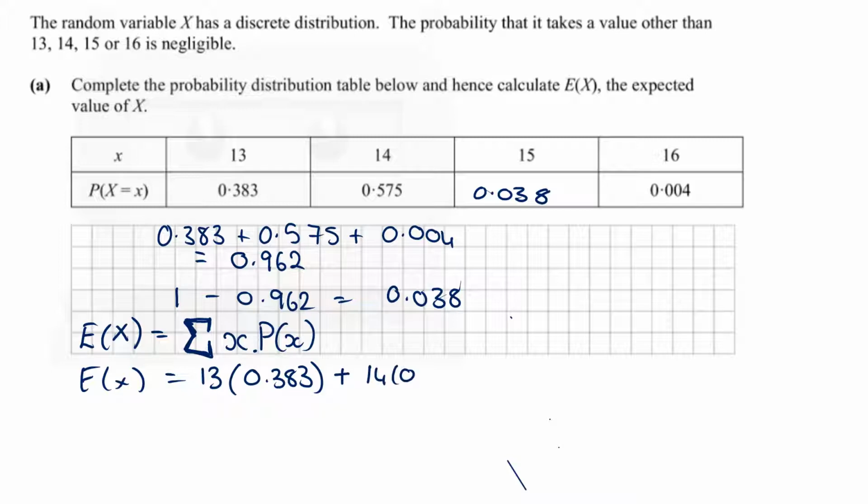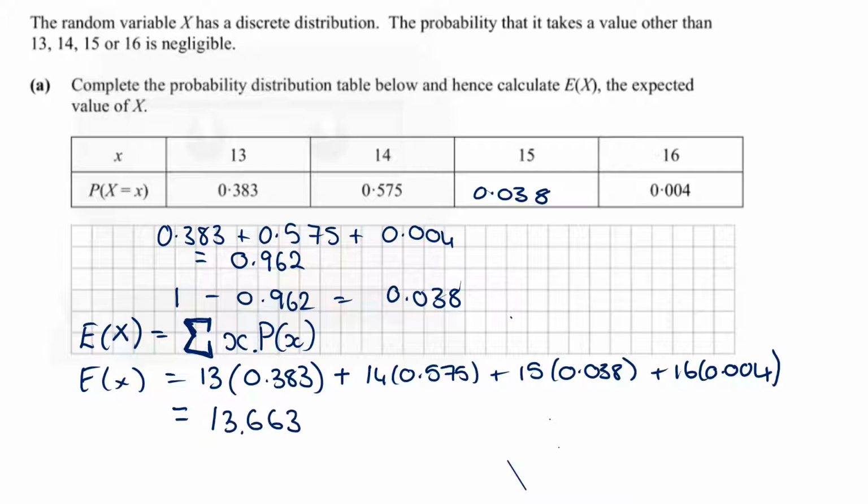So it's 14 times 0.575 plus 15 times 0.038, sorry, apologies, get back my pen, plus 16 times 0.004. So when we do that multiplication and add them all together, we get 13.663. Now, it didn't tell us to do anything regarding rounding or anything like that. However, I wouldn't round it, given that everything has already been to 3 decimal places. We should leave it at that. So that's our expected value.